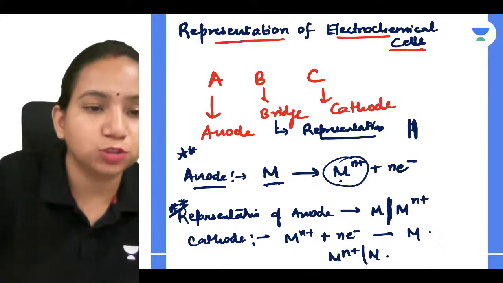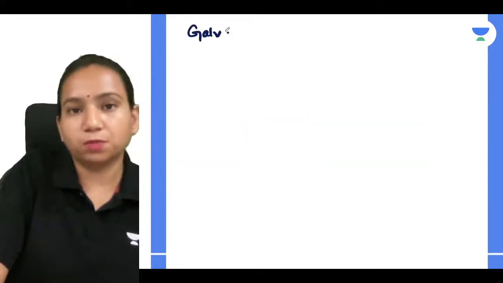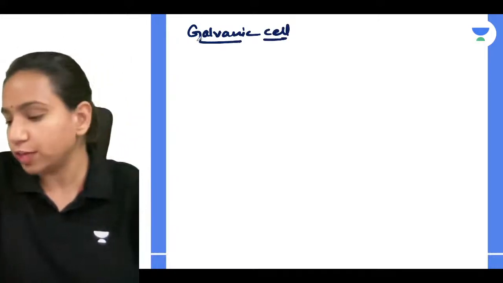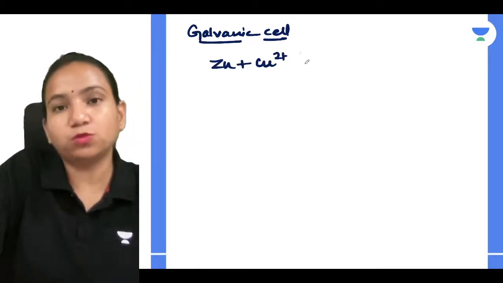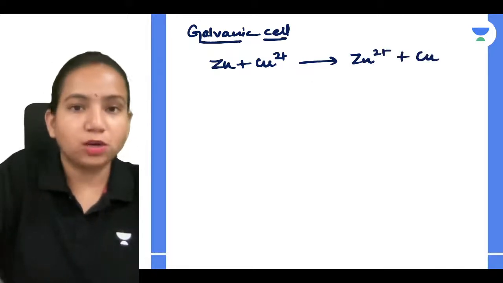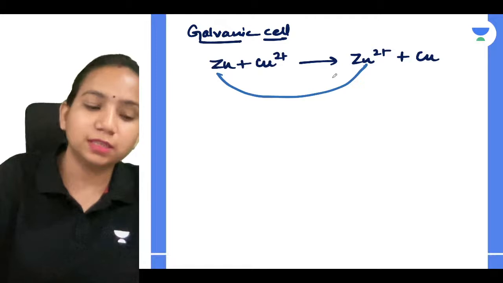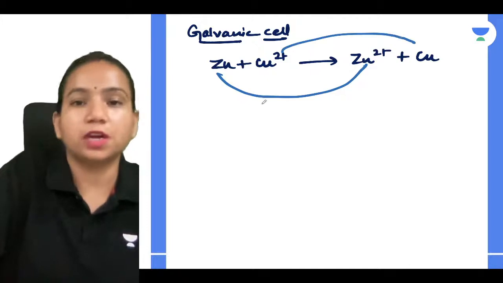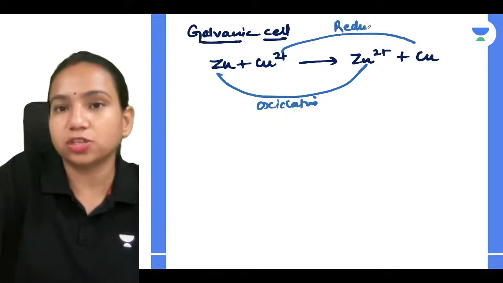Now for example, suppose you have to represent a galvanic cell. How will you do that? It's very simple. The galvanic cell net reaction we know: Zn plus Cu2+ gives Zn2+ plus Cu. What is my anode? Anode is zinc because it is getting oxidized. What is my cathode? Cathode is copper because it is undergoing reduction. Oxidation occurs at the anode and reduction occurs at the cathode.